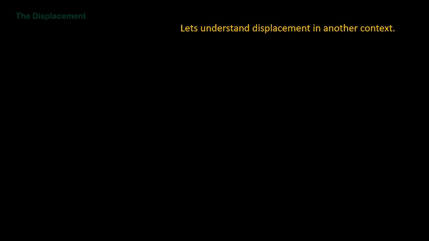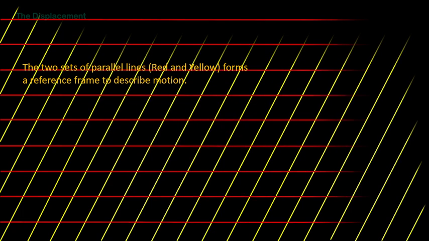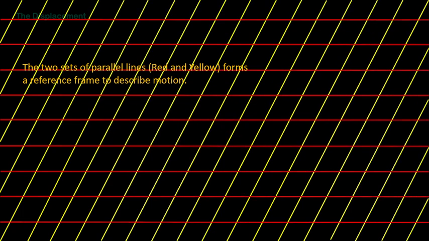Let's understand displacement in another context. The two sets of parallel lines, red and yellow, form a reference frame to describe motion. An object undergoes the displacement from the point O to the point P as shown.